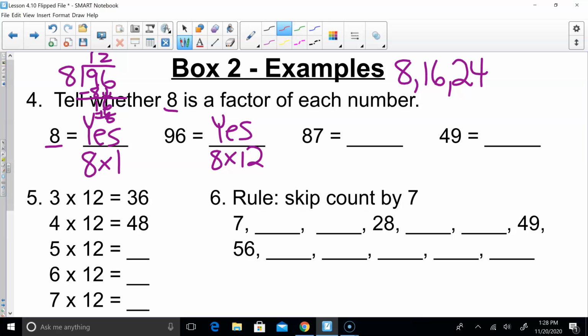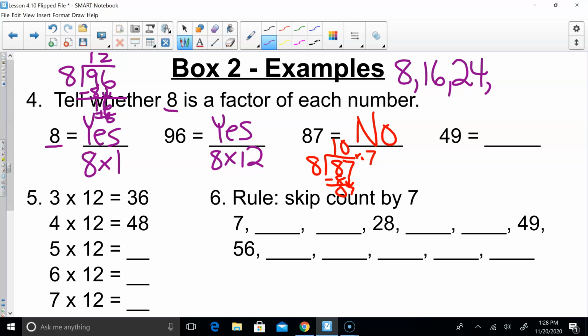87. So 8 divided by 87. 8 can go in there 1. This would be an 8. This would be a 0. Bring down the 7. That's too small, so it would be a remainder 7. So the answer would be no. 8 is not a factor of 87.